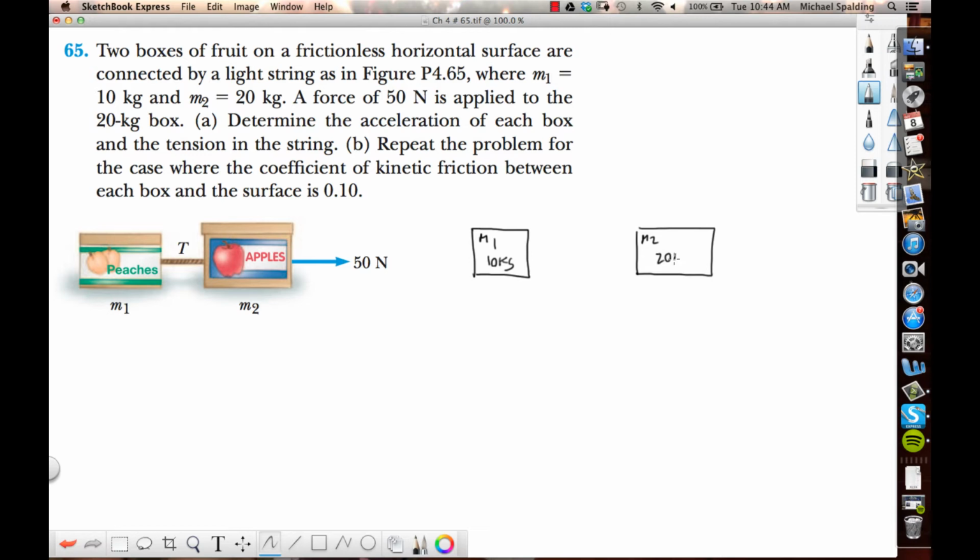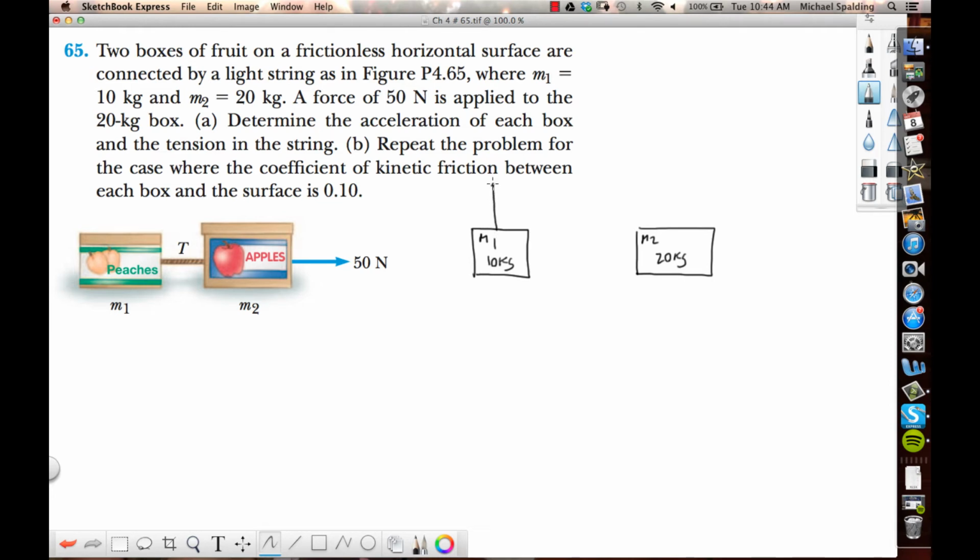which is 20 kilograms. Now look, with friction being present, you can't lump them into one mass, because that would make one big heavy object. So you've got to keep these guys separate. All right, so let's do the free body diagram for each mass.